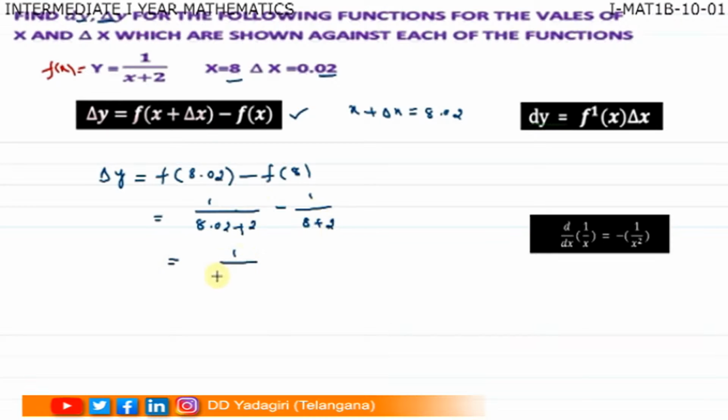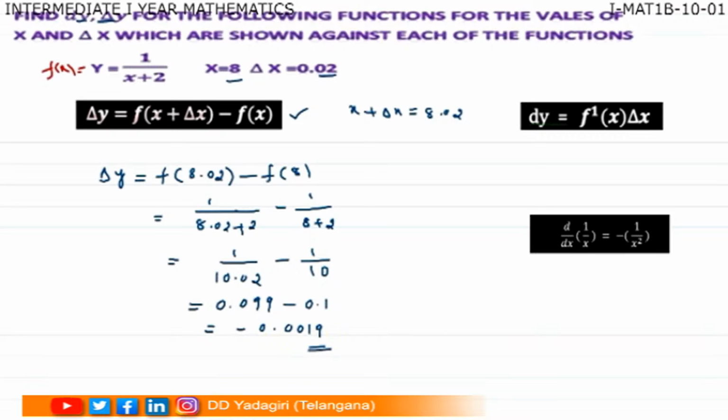On simplification, you will get 1 by 10.02 minus 1 by 10. The value, on simplification, you will get as 0.099 minus 0.1. Now this is equal to minus 0.0019.